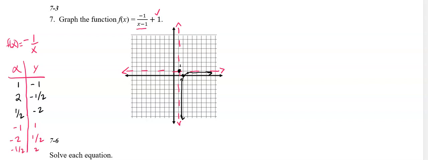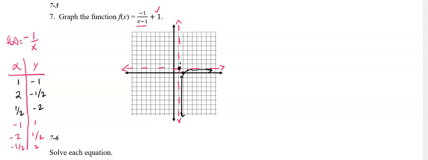All right, so let's plot these. We'll plot now the opposites of our original inputs. So going back to where these two asymptotes cross, I'm going to plot -1, +1, -2, +1/2, and -1/2, +2. And now you can see how the other branch is sketched.